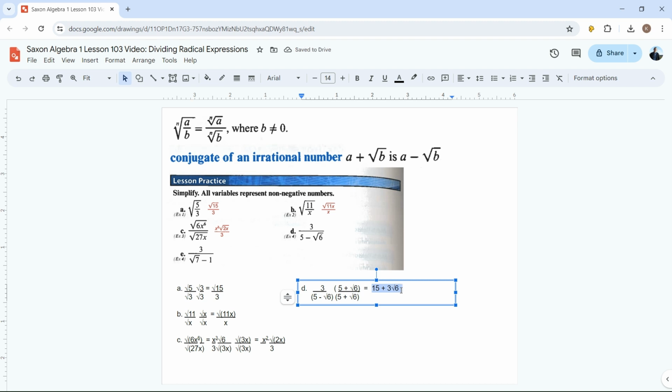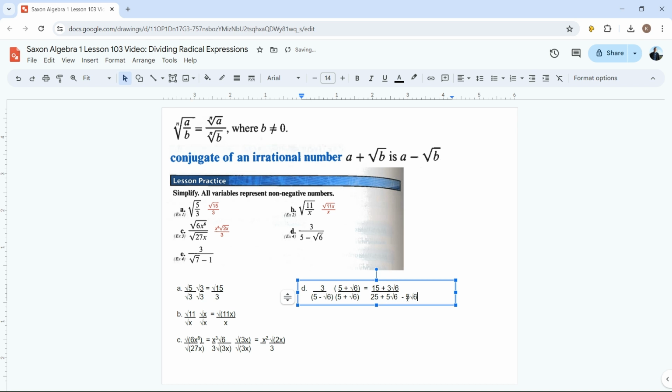What about the denominator? To combine the denominator, I have to FOIL. It's going to be 5 times 5. Well, 5 times 5 is 25. That's first. Plus outer, 5 times the square root of 6, so we're going to do 5 square root of 6. Minus, because it's going to be plus the inner. Well, the inner is negative square root of 6 times 5, so it's going to be minus 5 square root of 6.